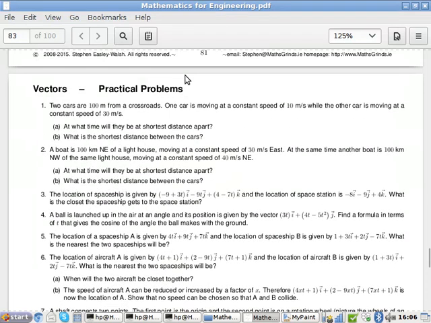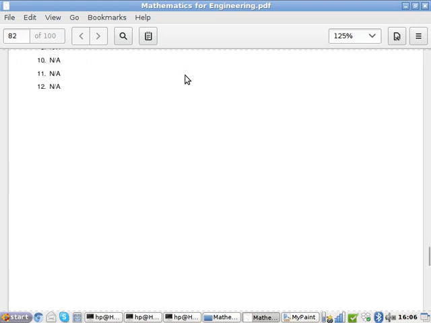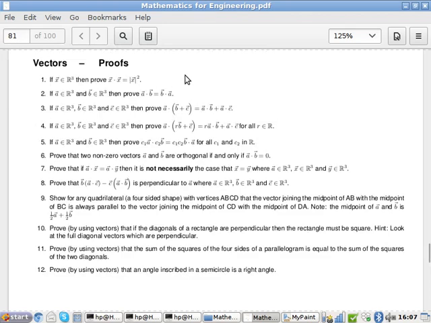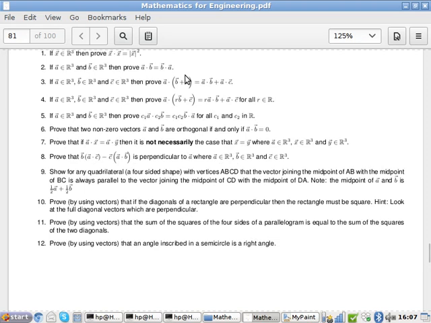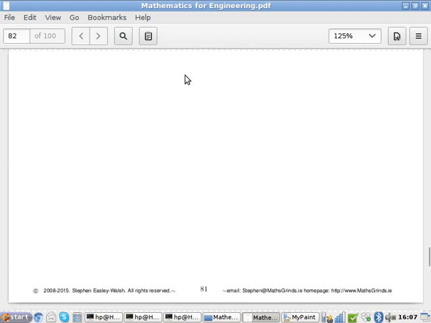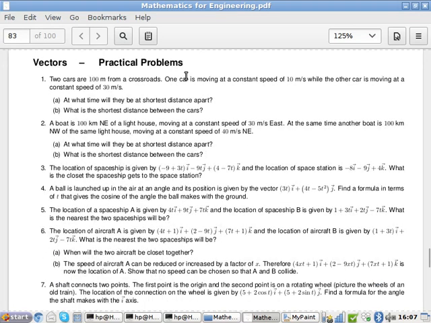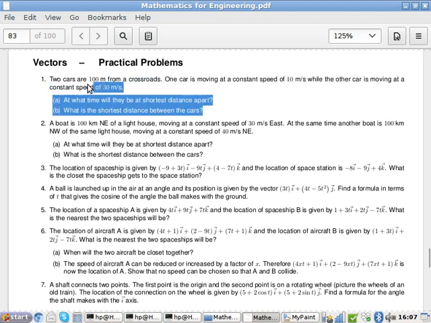Okay, can you just write this down? This is the last part of vectors. They also have practical problems. Question 10. What was number 10? Language stuff is clear. That's a good one. I'll do that in a tutorial, okay? Practical problems. Can you just write down the first one as an example and I'll do it?